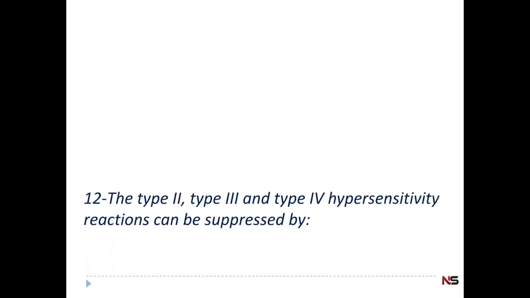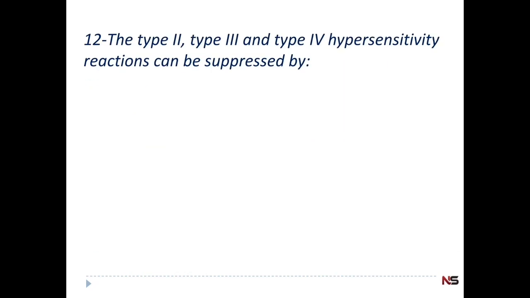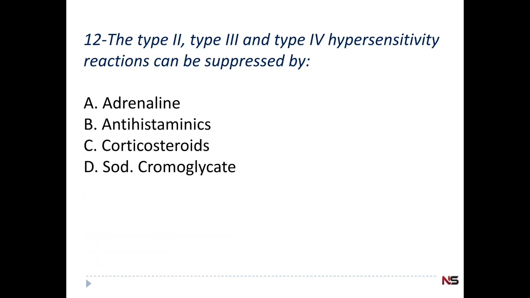The next question, question number 12. The type 2, type 3 and type 4 hypersensitivity reactions can be suppressed by which drug? Option A, adrenaline. Option B, antihistaminic. Option C, corticosteroids. And the last option, sodium cromoglycate. The correct answer is corticosteroids. So we can suppress the type 2, type 3 and type 4 hypersensitivity reactions using corticosteroids.